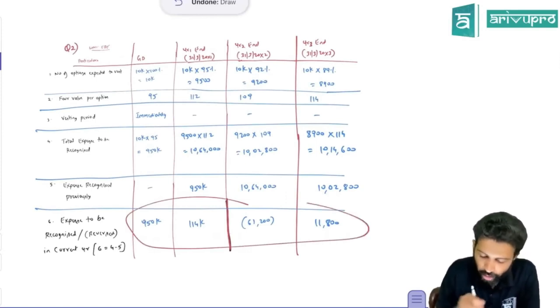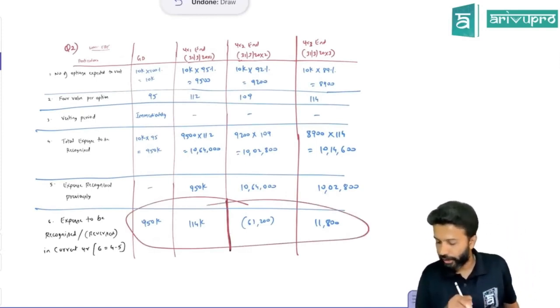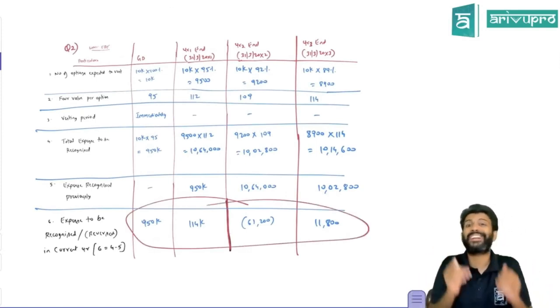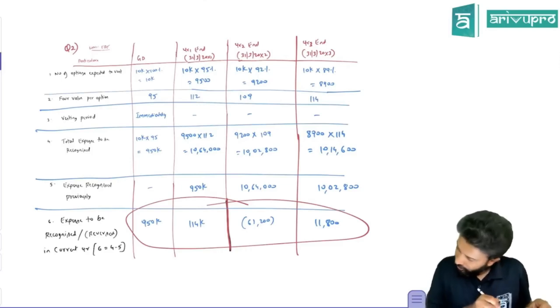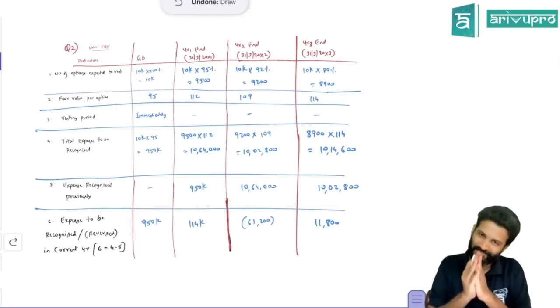But here do keep in mind, since the option vested immediately, you need to do the accounting on the grant date itself. Okay. Thanks a lot for the efforts.